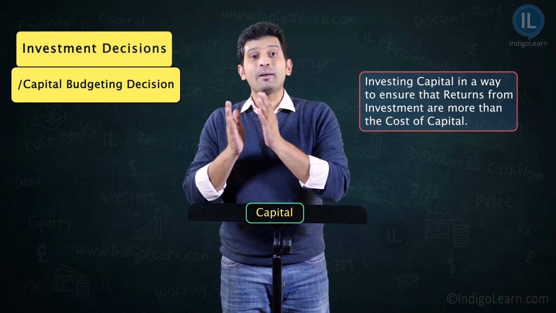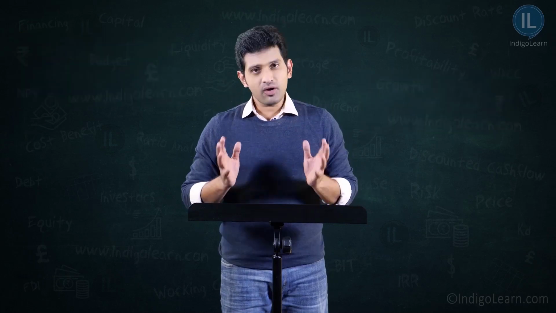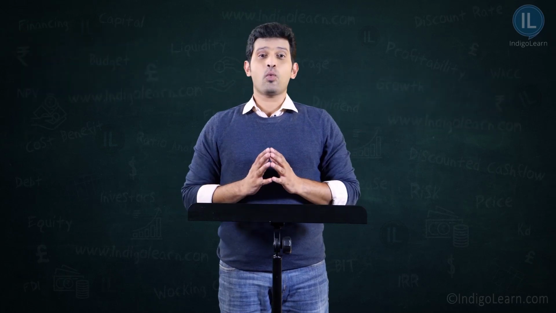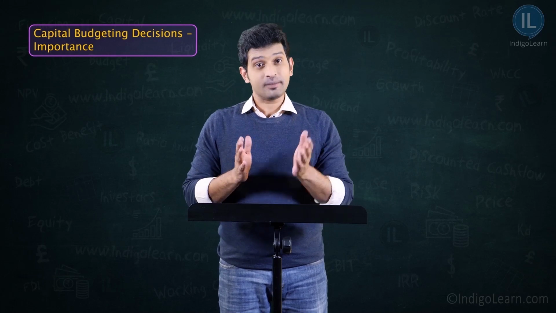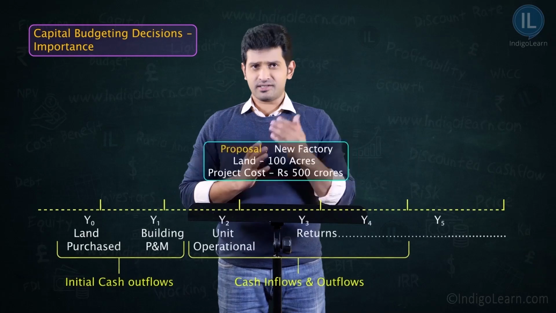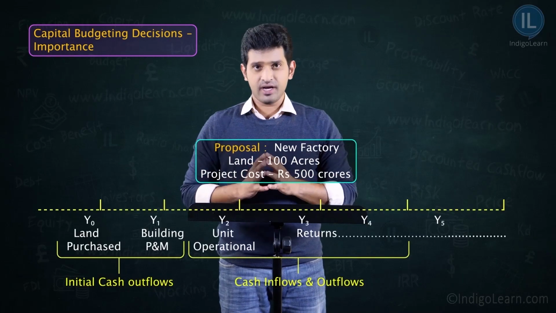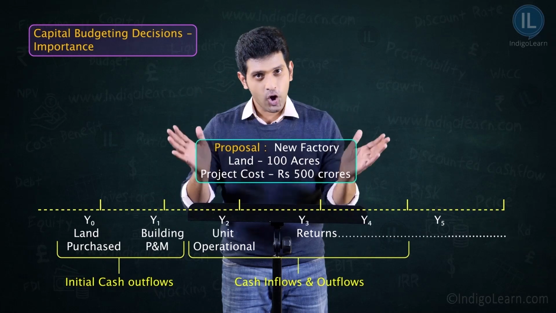How is capital budgeting made to decide to take an investment? Now friends, let's understand the importance of learning this chapter of capital budgeting and the purpose of learning capital budgeting. Let's go back to the example, that is Reliance Industries wants to set up a factory on a 100-acre land for which the cost of the project is about 500 crores.